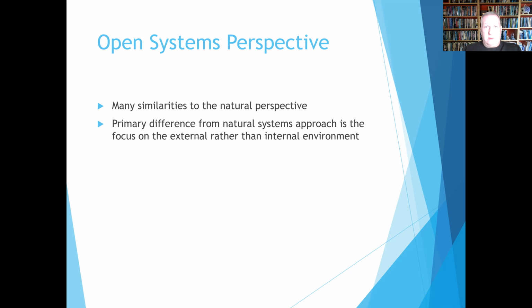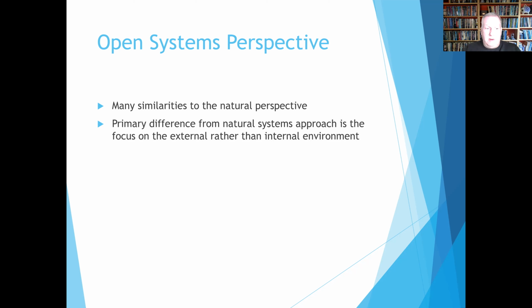In open systems theory, there are a lot of similarities between the two, but the primary difference in open systems theory is that we really start to look at the relationship between the organization and its environment. And that relationship is a two-way street. In open systems theory, we look at how the organization affects its environment, and we look at how changes in the environment will then also affect the organization.